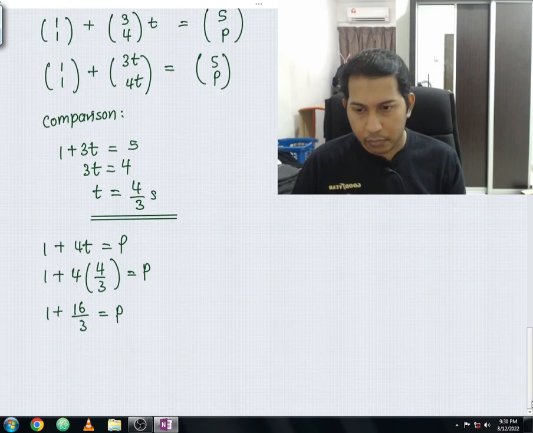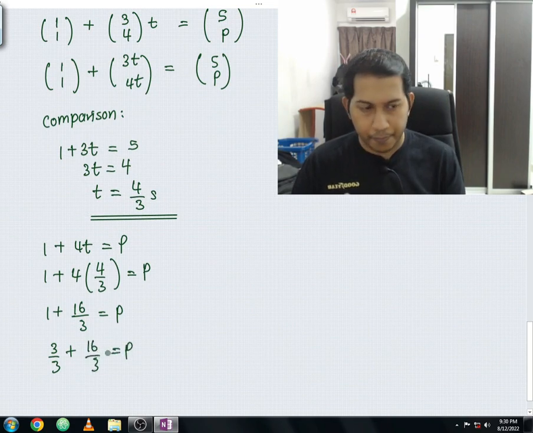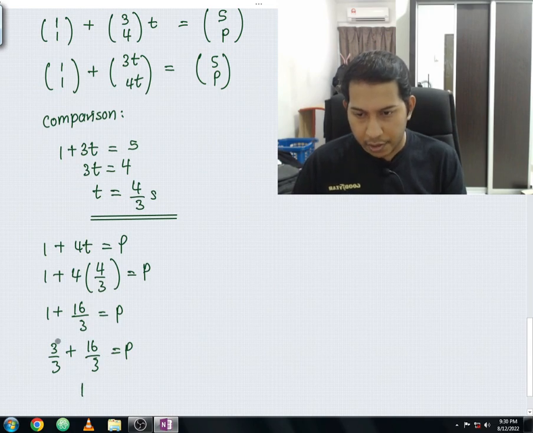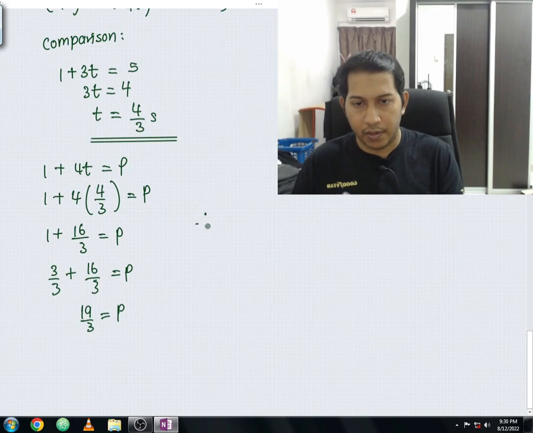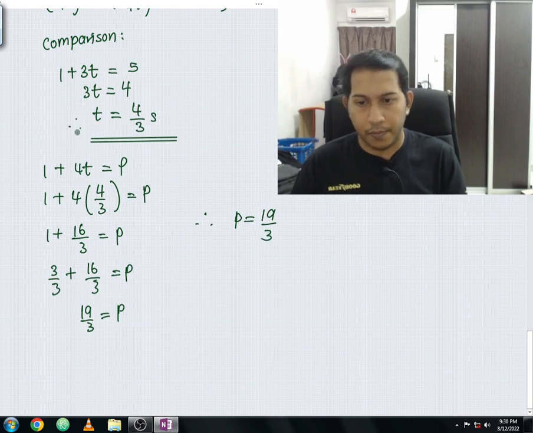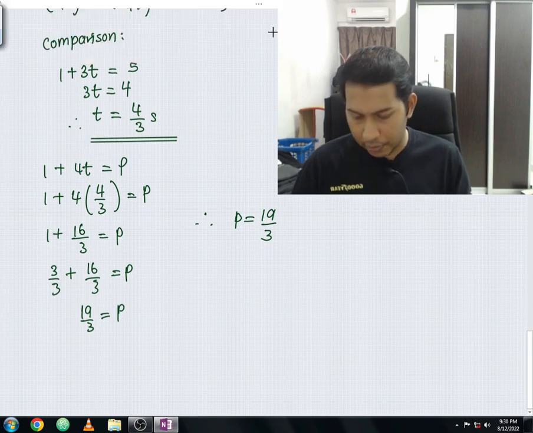Let us break the fraction, so 3 over 3 plus 16 over 3 is equal to p. 3 plus 16 you get 19 over 3 is equal to p, and therefore p is equal to 19 over 3. So this is your final answer. Therefore p is equal to 19 over 3. Let me underline the solution.